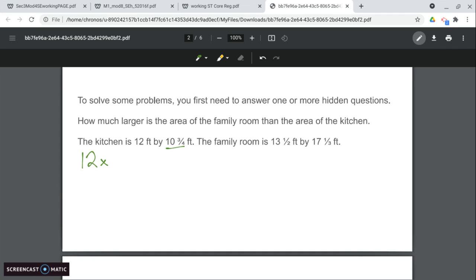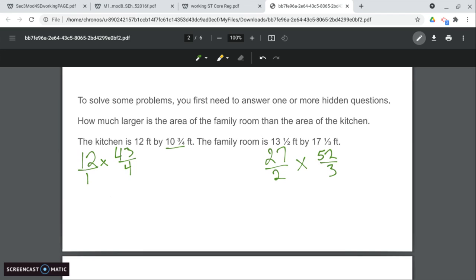So 10 times 4 is 40, plus 3 is 43, so we have 43/4. And for the family room, let's convert both of these to improper fractions. 13 times 2 is 26, 26 plus 1 is 27, so we'd have 27/2 times 17 times 3 is 51, plus 1 is 52/3. All right, so obviously we're dealing with some pretty large numbers here, so we want to try and simplify this as much as possible.